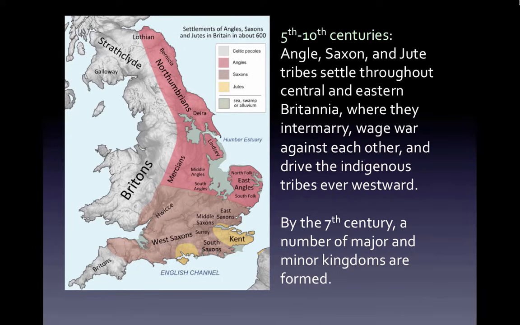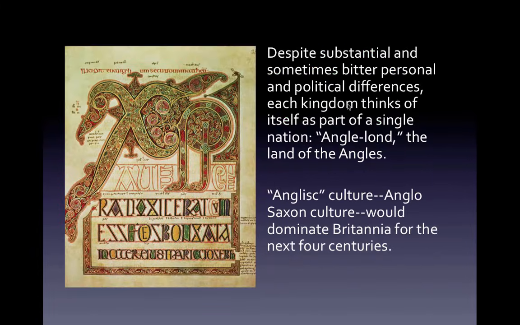Over the course of several generations, the Angles and the Saxons merge, and then they absorb the Jutes. By the 7th century, a number of major and minor kingdoms emerge. Despite substantial and sometimes bitter personal and political differences, each kingdom thinks of itself as part of a single nation, Angleland, the land of the Angles. Anglish culture, Anglo-Saxon culture, would dominate Britannia for the next 4 centuries.